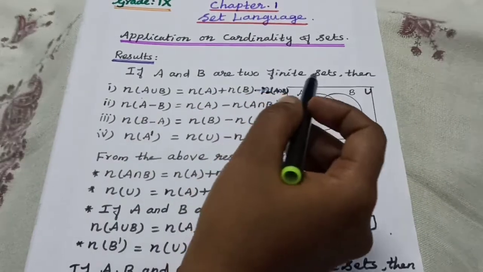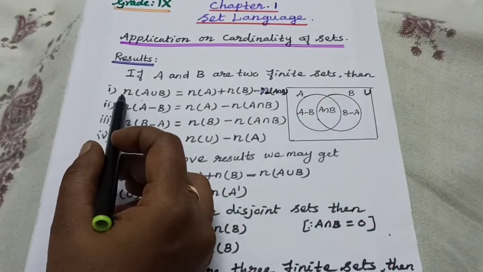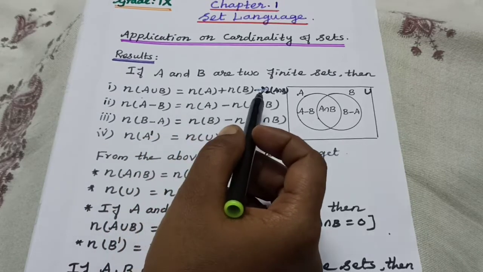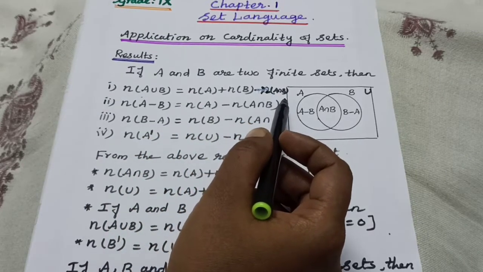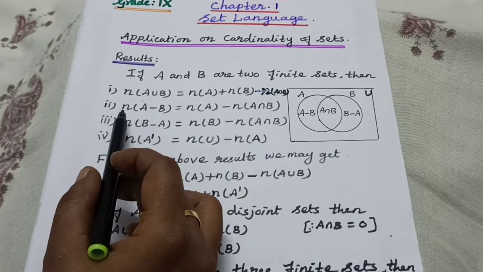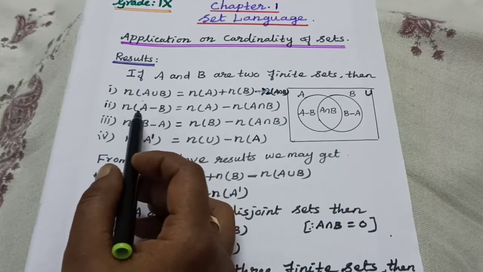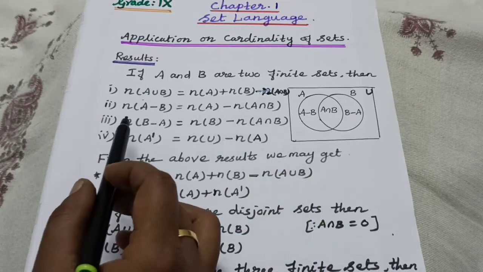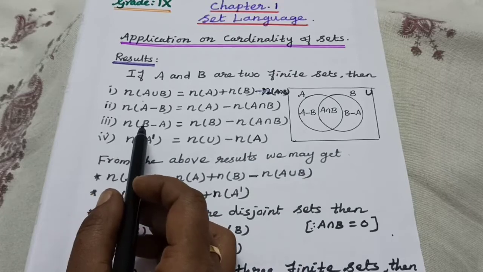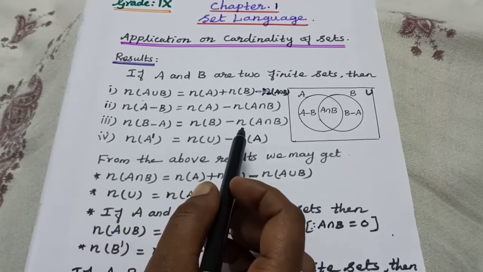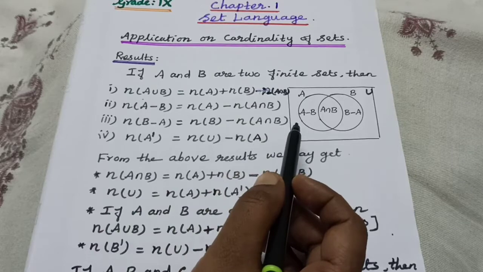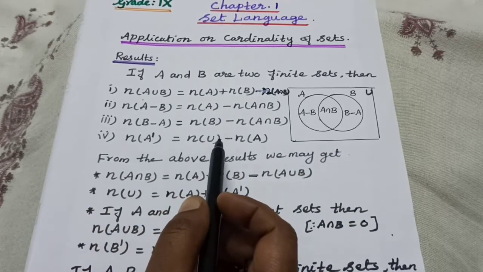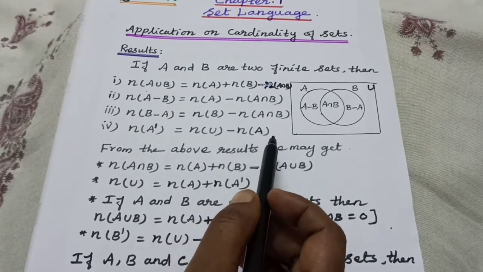If A and B are two finite sets, n of A union B is equal to n of A plus n of B minus n of A intersection B. Then suppose n of A minus B, that means only A. Only A means this formula I should use. Then only B, that means n of B minus A is equal to n of B minus n of A intersection B. n of A dash is equal to n of universal set minus n of A.